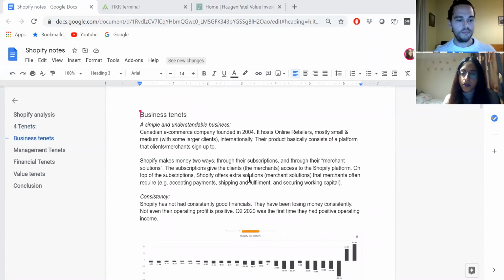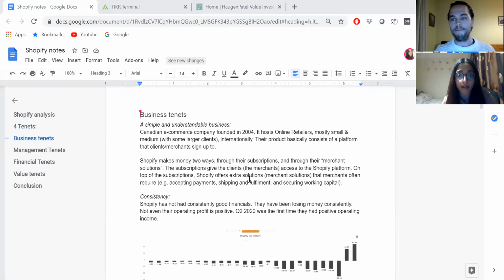Yeah, sure. So for the business tenets, we want to know who Shopify are and what they do. Based on our research, Shopify are a Canadian e-commerce company. They offer various services such as online payments, client search tools, I believe, and website platform building, and probably so much more.